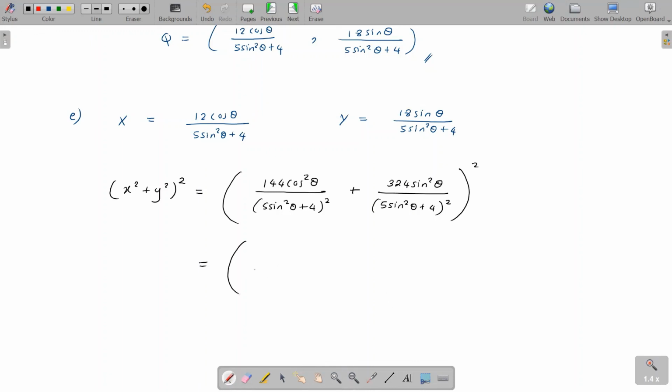We can see the denominator is the same for both, right? Both of them have a common denominator, 5 sin square theta plus 4 to the power 2. So we get here 144 cos square plus 324 sin square.